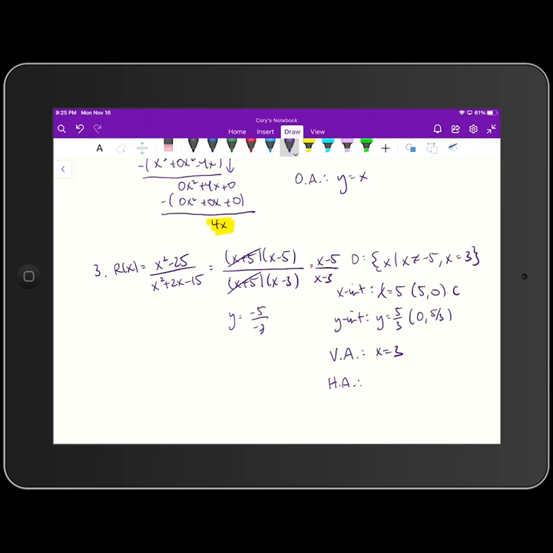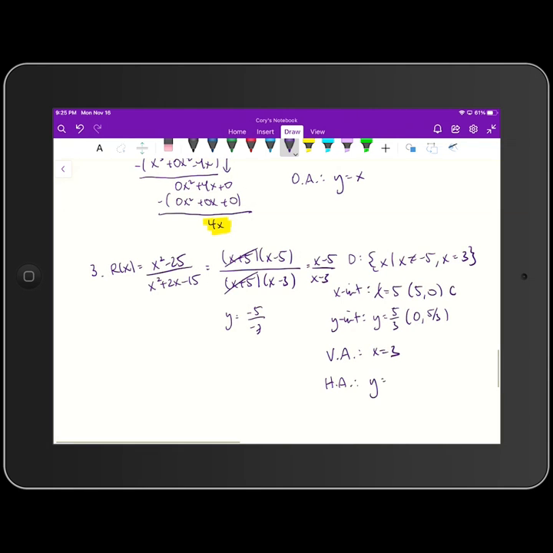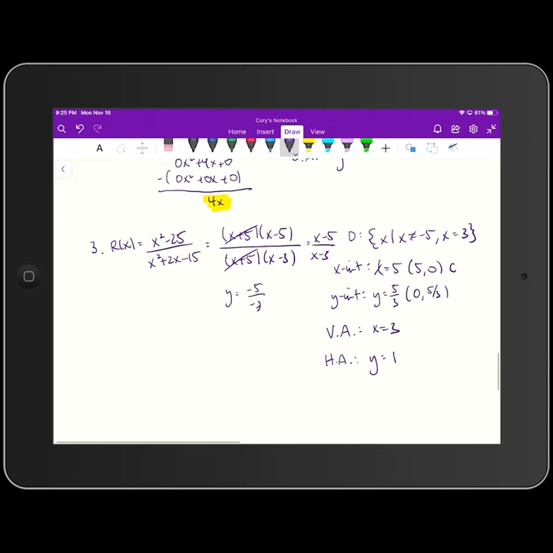So if we want to find the horizontal asymptote, it's going to be equal to the line y is equal to the leading coefficient on top, which is 1, divided by the leading coefficient on bottom, which is 1, and 1 divided by 1 is just 1. So that has a horizontal asymptote at y is equal to 1. Okay, so we also said that this graph here has a hole.